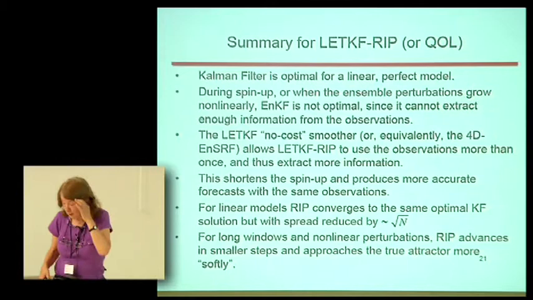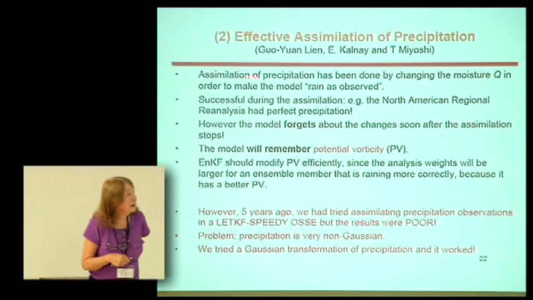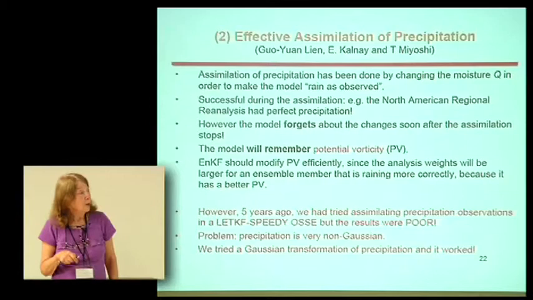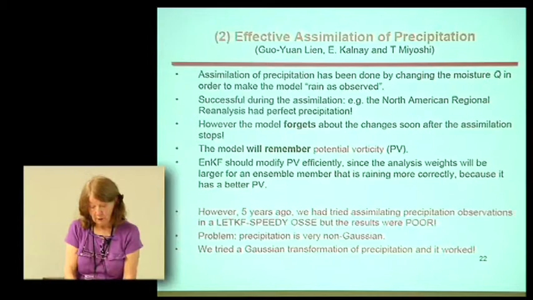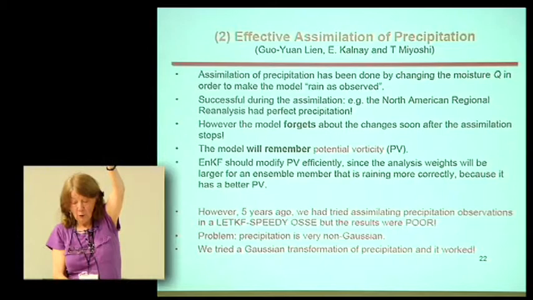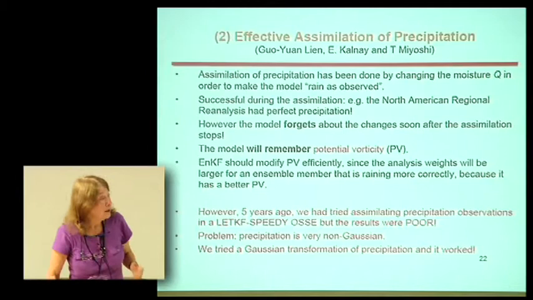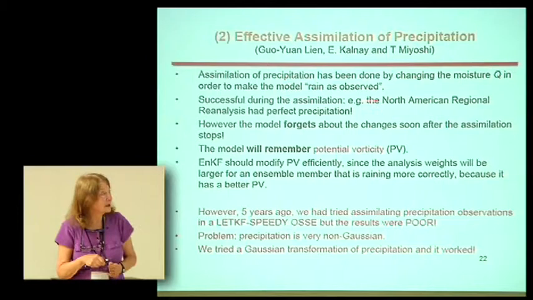Okay, I'll talk now about effective assimilation of precipitation. There are hundreds or thousands of articles about how to assimilate precipitation, and basically what people say is we have to force the model to rain as observed. So we take a model column, and then we change the moisture to make it rain more or less, depending on whether the observation says that it rained more or less than the model. So the way it's done is changing the moisture and sometimes the temperature as well. So this method is very successful during the assimilation.